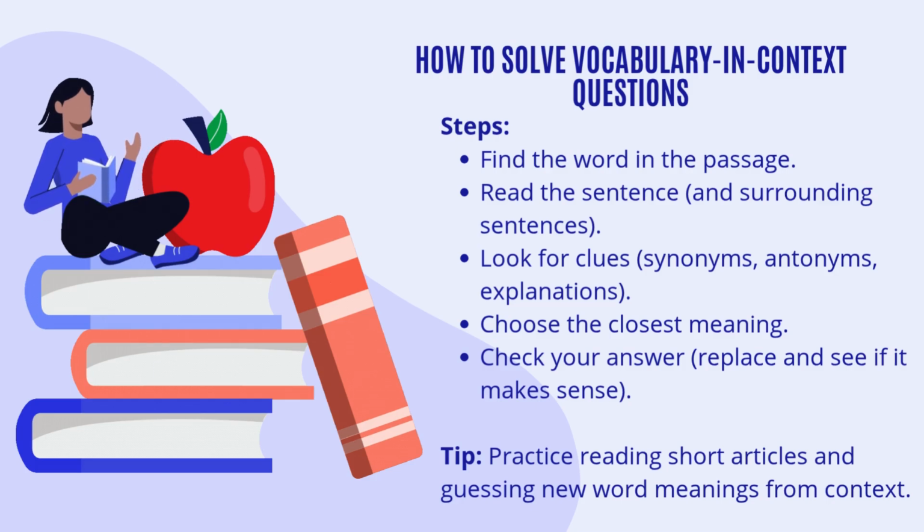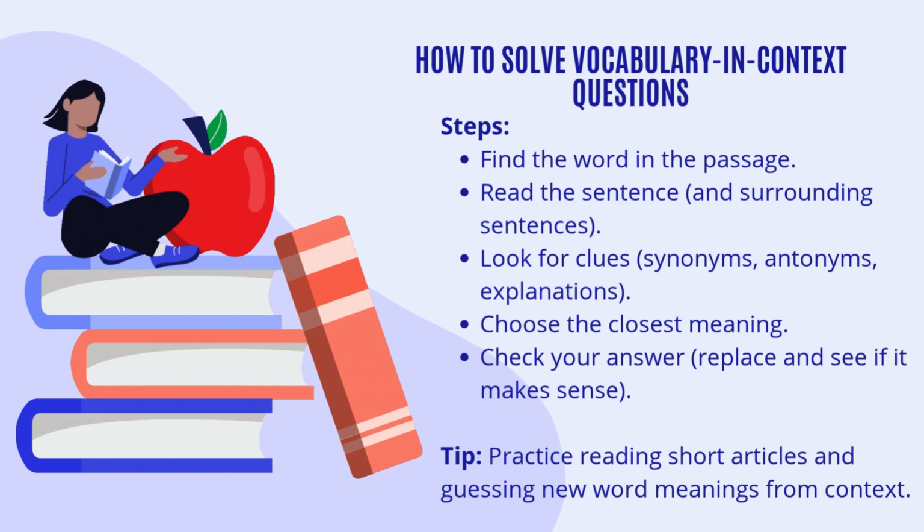Fourth, choose the closest meaning. Compare the answer choices. Pick the one that makes the most sense in the context of the sentences you just read. Finally, check your answer. Replace the original word in the passage with your chosen answer. Does the sentence still make sense? If yes, you're probably correct. Here's a tip. Practice reading short articles and try to guess the meaning of new words just from the sentences around them. Do this often, and you'll get faster.